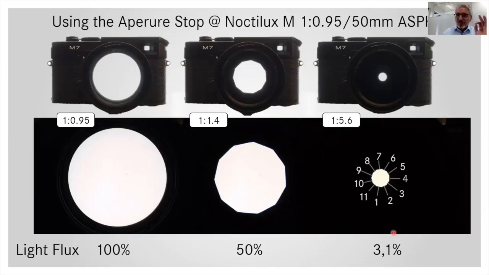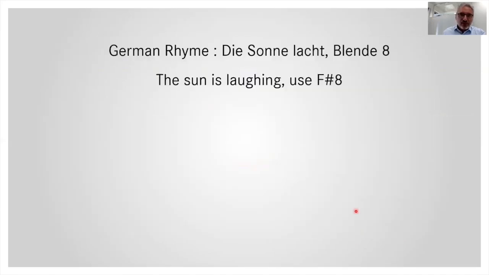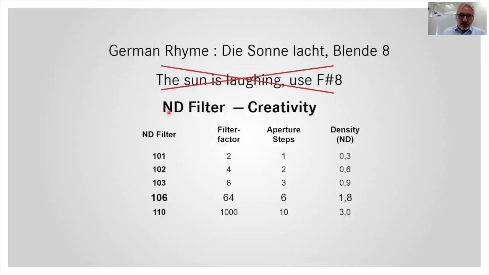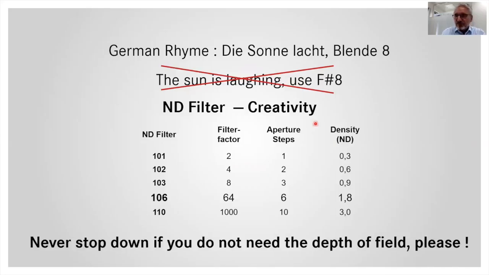So, are you sure? Do you really want to stop down? Or let's just say it differently: do I really need this aperture, or should I take a smaller one and use this lens wide open? There's a German rhyme, "die Sonne lacht, Blende 8." This means the sun is laughing, use f8. This is not a rhyme I would follow. Let's use ND filters to use the creativity this enables with wide open lenses. Yes, never stop down if you do not need the depth of field.